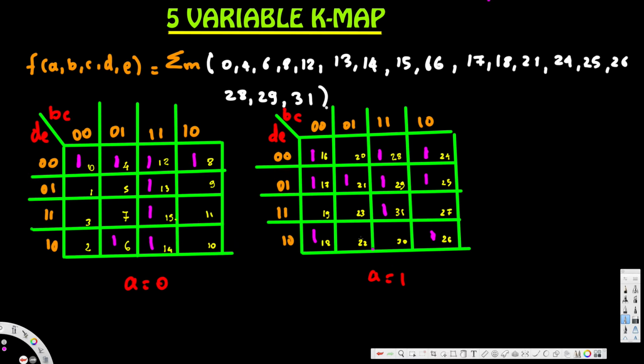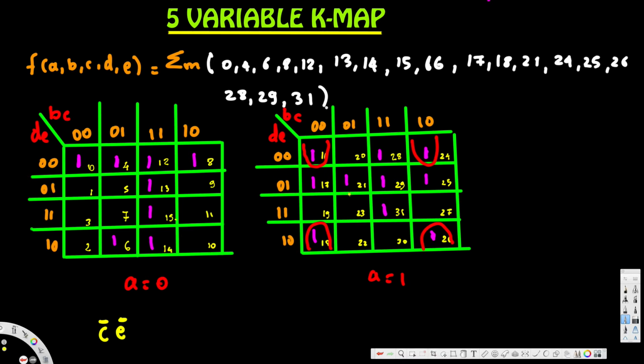For this one, we can get 4 like this. Okay, let's do this one like this, and here we have this one, right? So let's write the expression for this one. Here you can see BC is 0 0 1 0, so B is changing, C is not changing, so this is going to be C complement. And then DE, D is 0 0 1 0, so D is changing, E is not changing, so this is going to be E complement. So that's for this one.